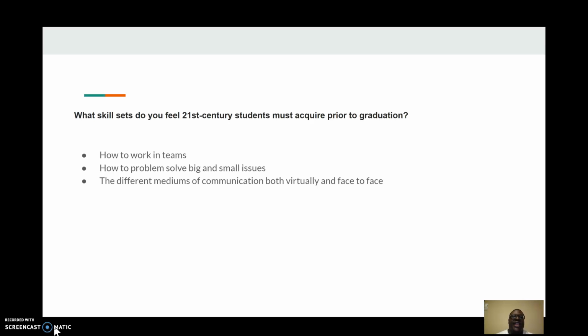And then being able to navigate the different mediums of communication, both virtually and in a face-to-face setting. I think that is something that I, as an educator, see a great need for, and is fast becoming a lost art: the art of having a face-to-face conversation, of being able to sit down with someone, read some nonverbal cues, and really be able to respond appropriately in a face-to-face conversation.